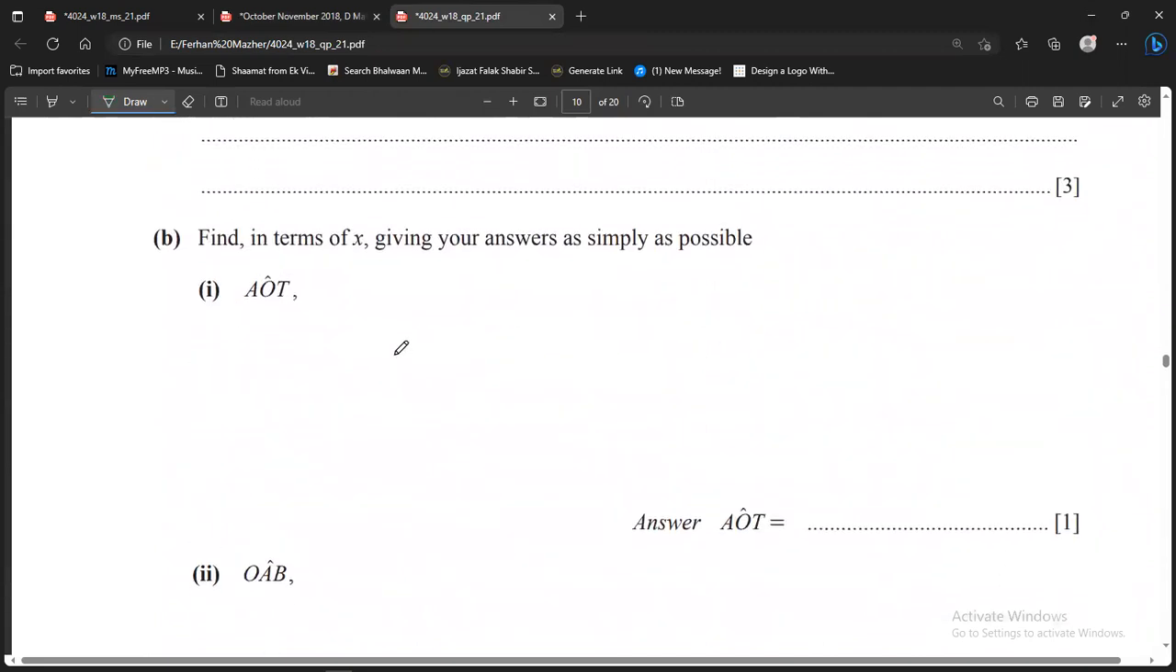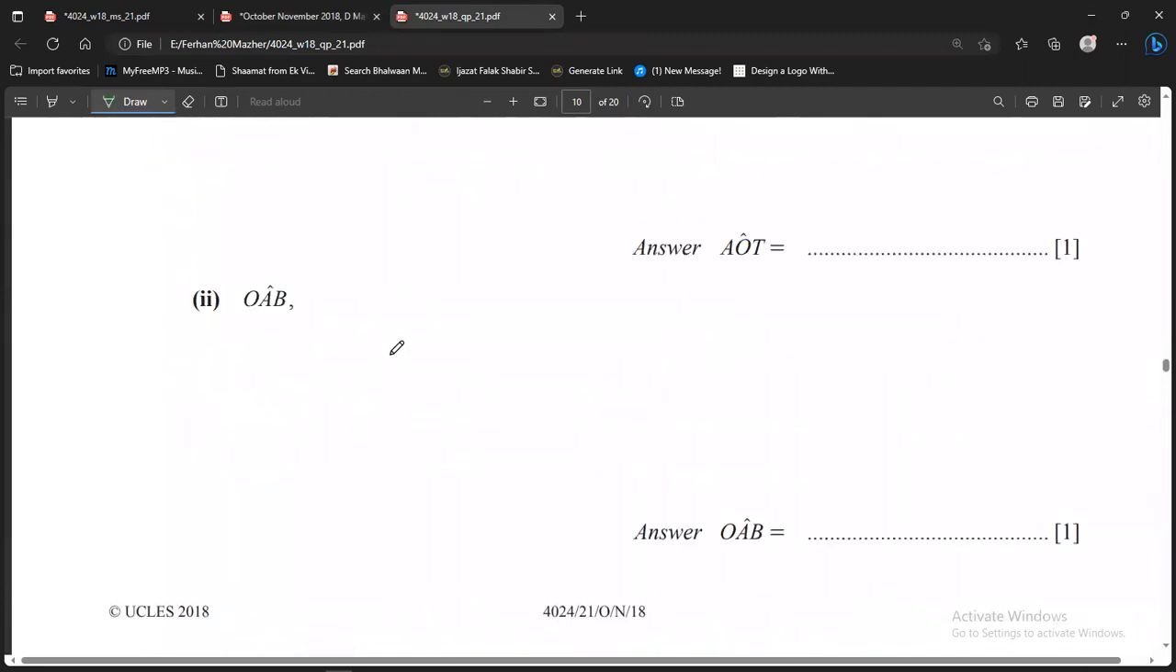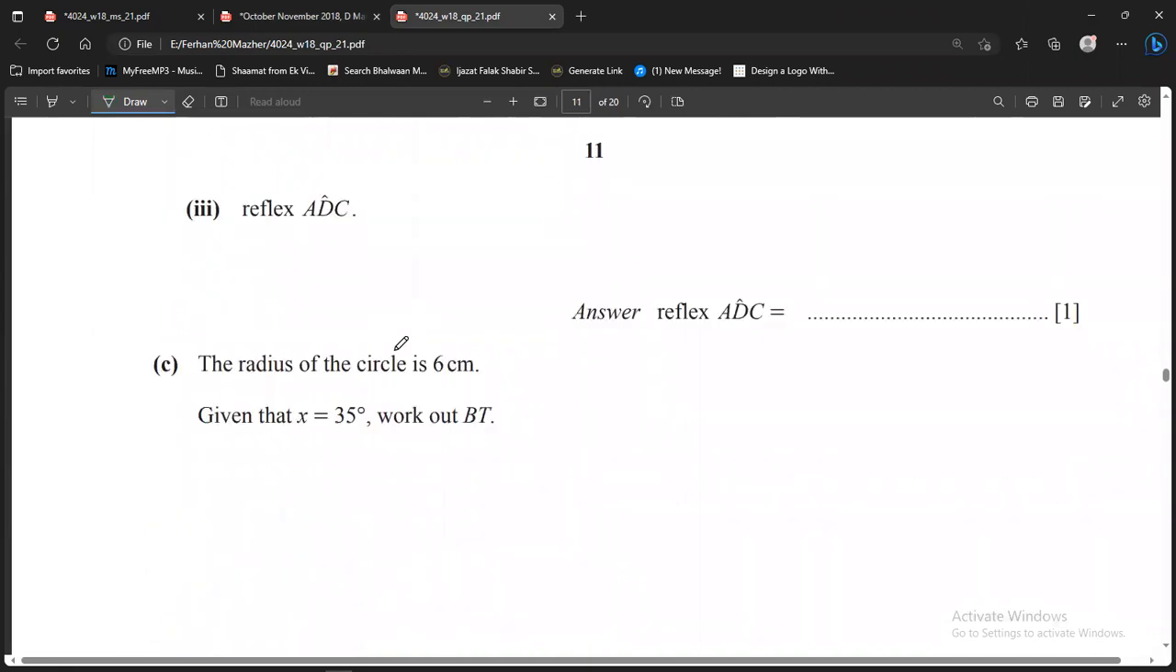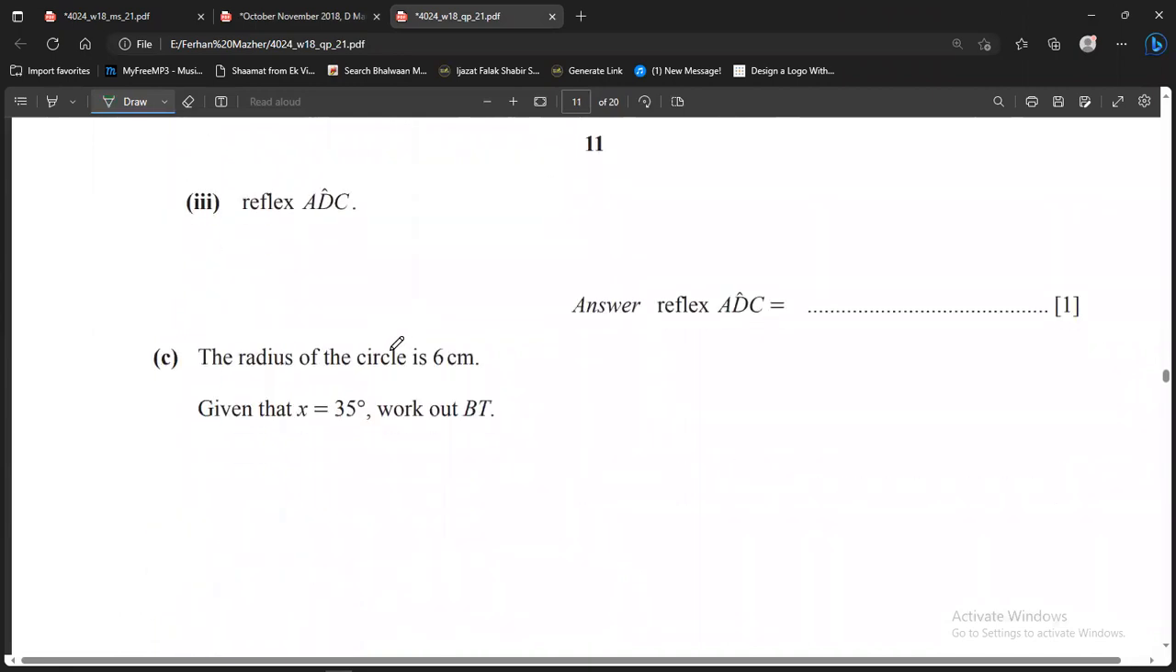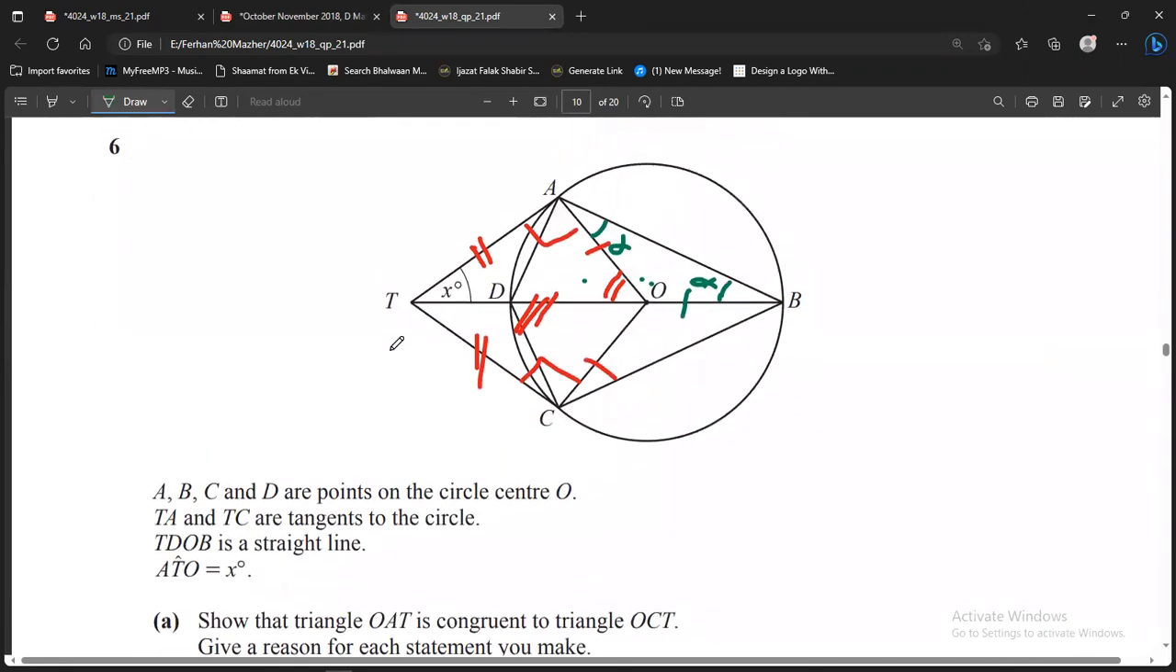Okay, so then we have the reflex angle ADC. They want me to find out this angle. So first of all, I will find out this angle.